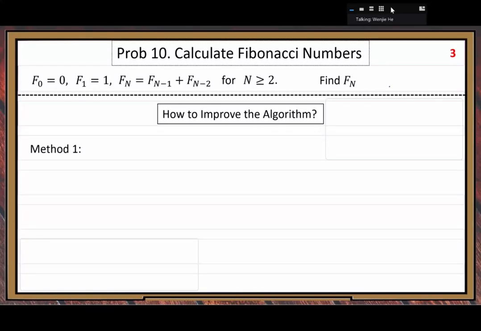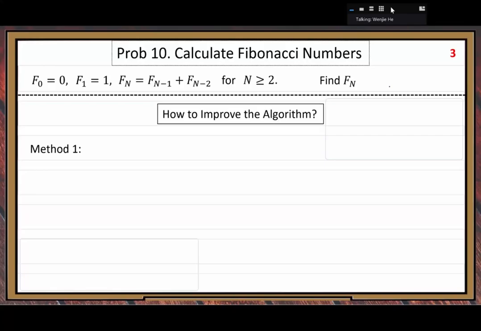Method 1, method 2. We have two methods we can use to improve redundancy. For method 1, we notice that when we do the recursion, that causes the redundancy problem. How about we avoid recursion?